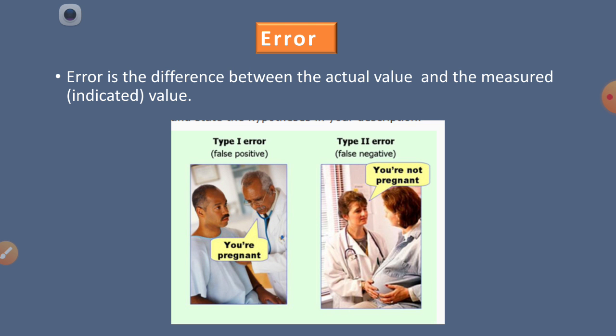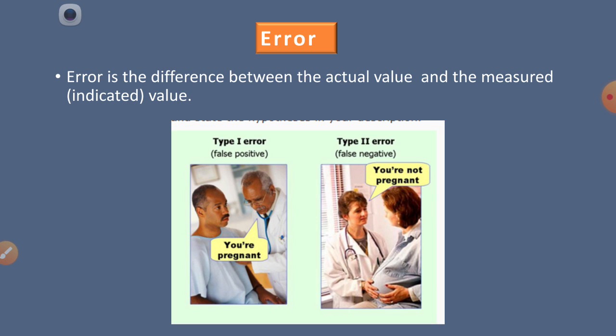Now you can see the definition of error. Error is the difference between the actual value and the measured value. So, actual value and measured value. The difference should always, in the ideal case, be 0.